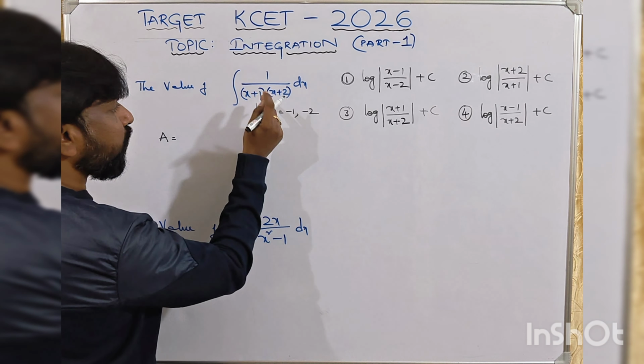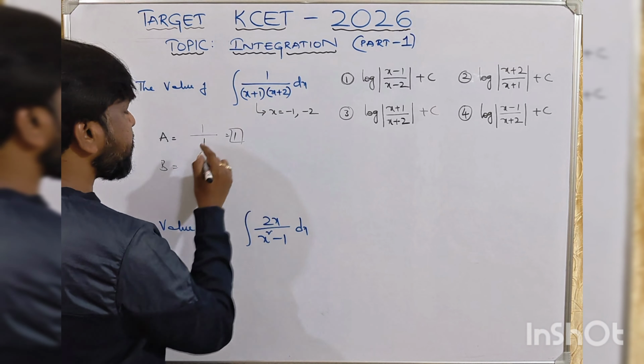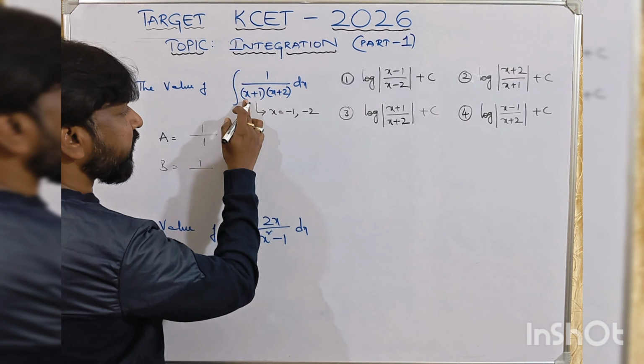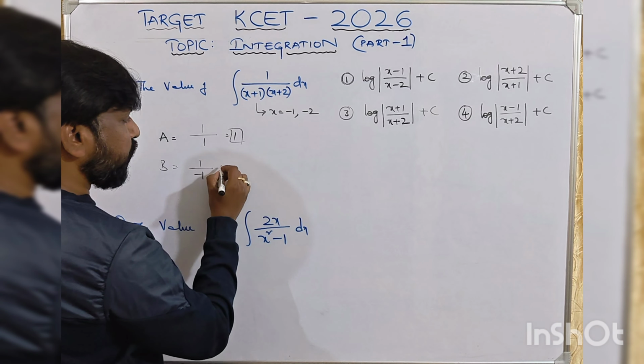A is equals to, just replace x as minus 1. So 1 by minus 1 plus 1 is 0, don't replace that. Minus 1 plus 2 is 1. So a is equals to 1. And b can be written as what? B is equals to 1 by, now replace minus 2: minus 2 plus 1 means minus 1, and minus 2 plus 2 is 0, don't write that. So b is minus 1.